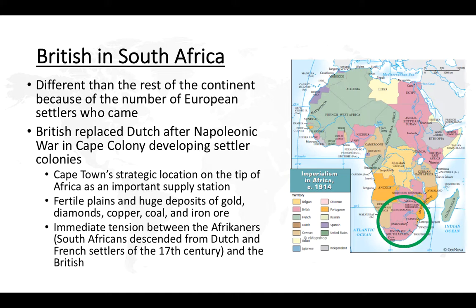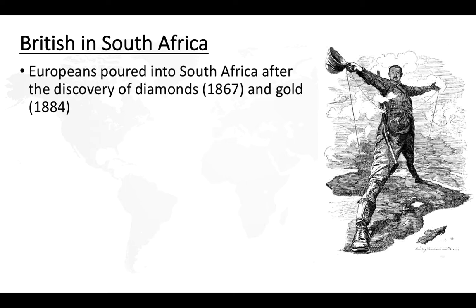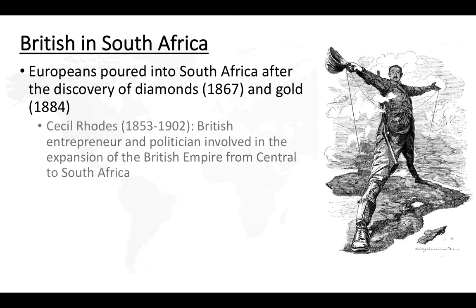So we see some tensions between two groups of people. Afrikaners, which are South Africans who descended from the Dutch and French settlers. They had lived there for a while. And the British who were now coming in. Europeans are going to start pouring into South Africa after the discovery of diamonds and gold.